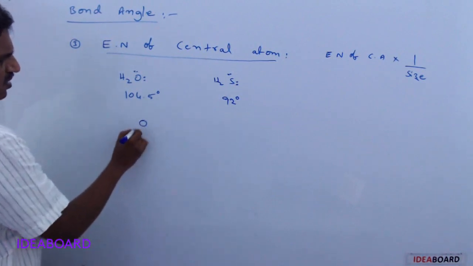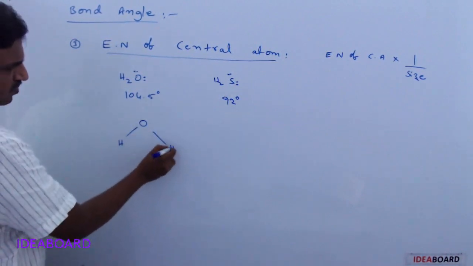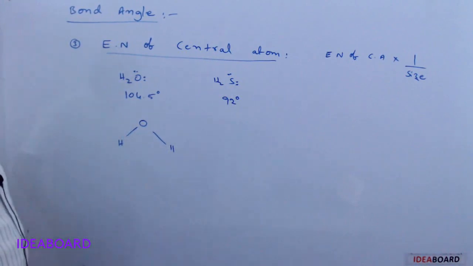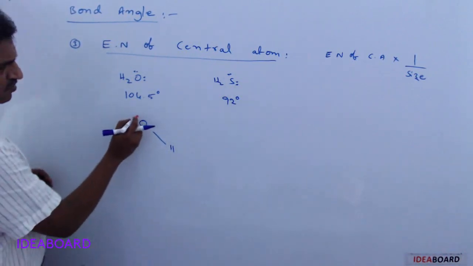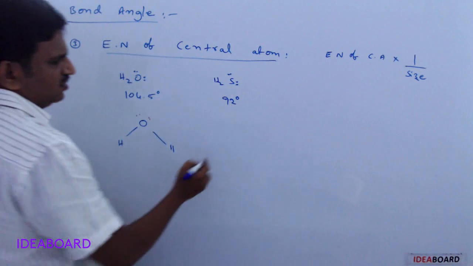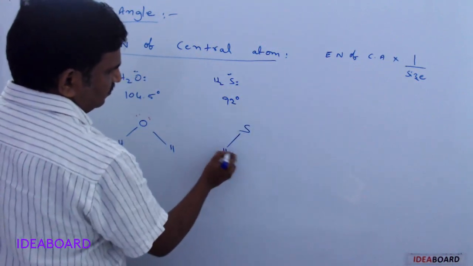Here, what is the central atom? Hydrogen and oxygen and hydrogen. Oxygen is the central atom. Okay. And here the sulfur is the central atom.